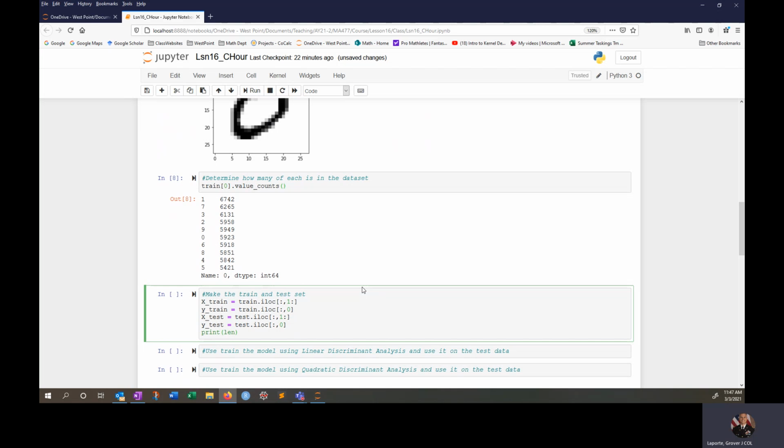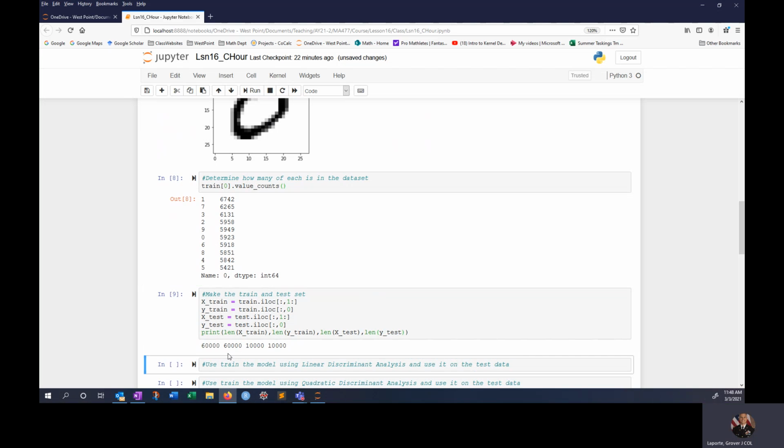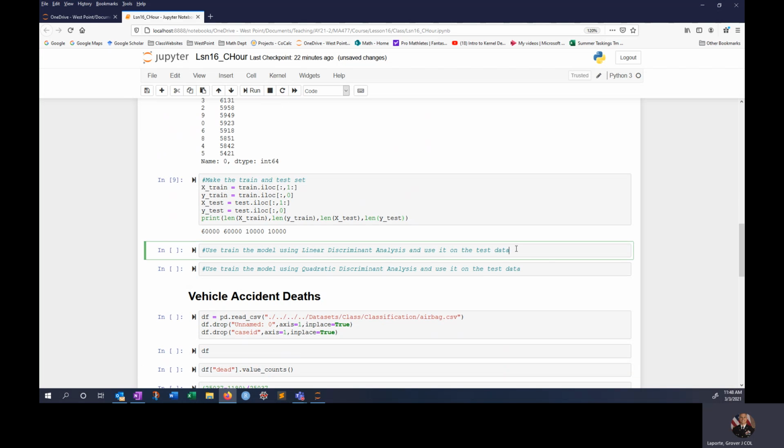Print length of xtrain, length of ytrain, length of xtest, length of ytest. 60, 60, 10, 10. Okay, so I think what we've done is we separated this into our train data and our test data exactly the way we like to see it.